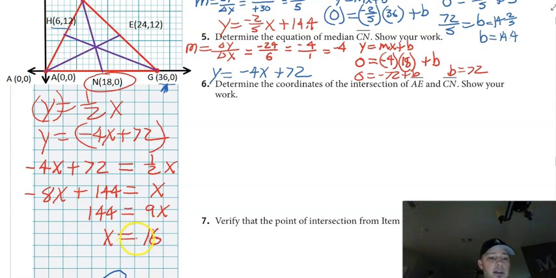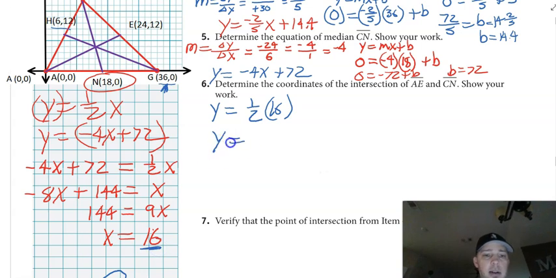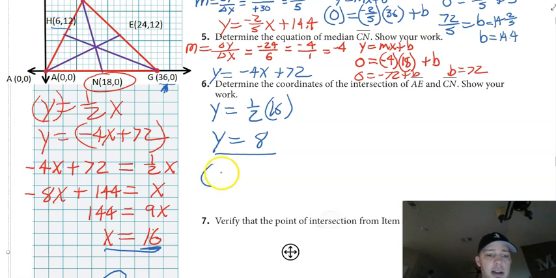Once we know here, we can plug it back into any of those two equations and solve for y. So this is probably a pretty easy one to do to plug in for. Let's go ahead and do that. So y equals 1/2 of 16, which we just got right here. So y is going to equal 8. Now that I know my x and my y coordinate, I should get the intersection is at 16, 8.